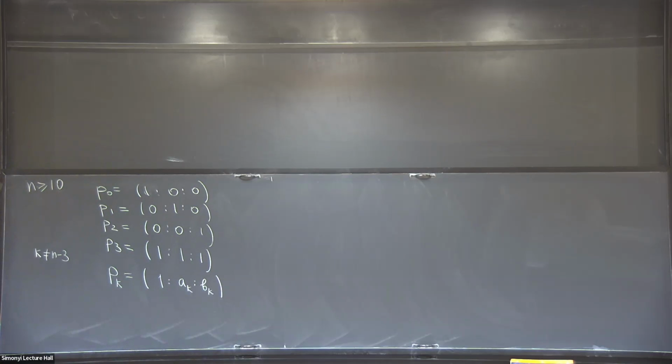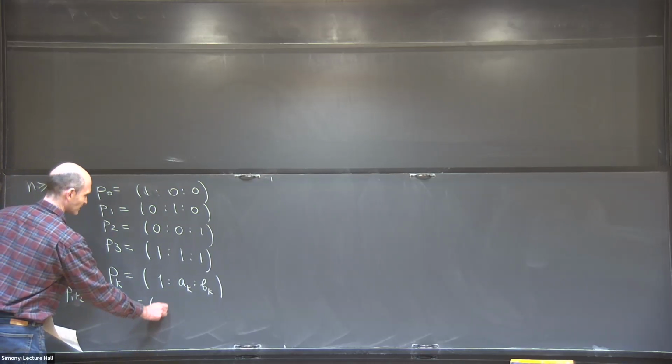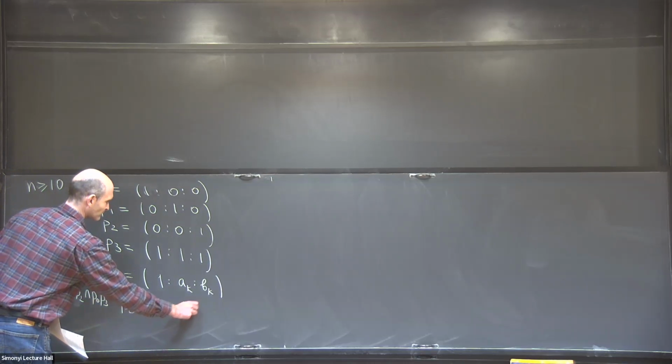What's special with n minus 3? Or maybe we might as well cyclically order it. So what happens is p minus 3 is the intersection of the line p1, p2 and the line p0, p3. And so p negative 3 just has to be 0, 1, 1. There is no choice.